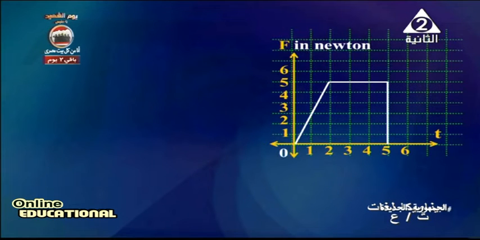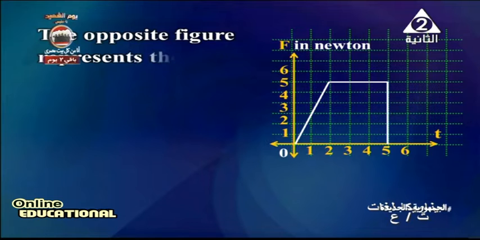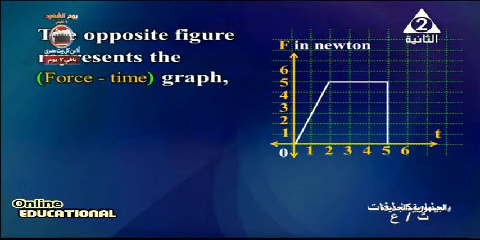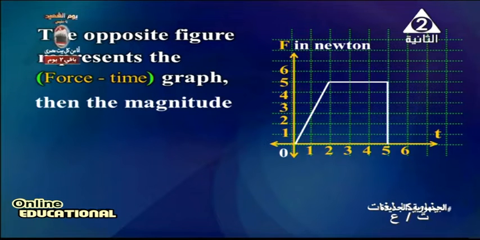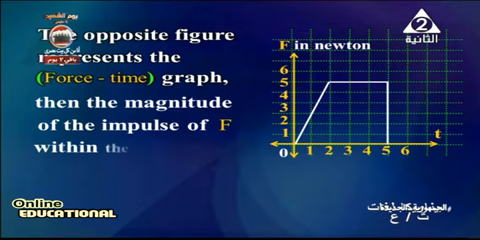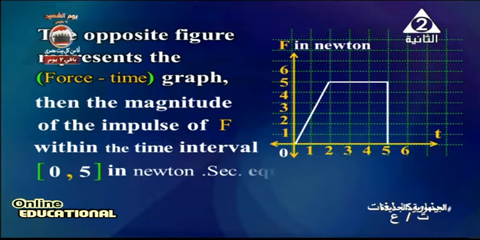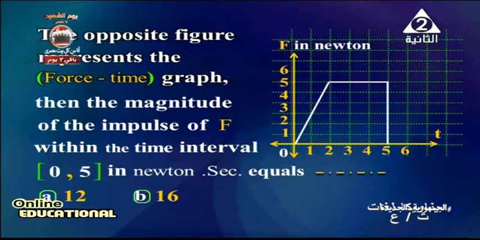Another example. The opposite figure represents the force time graph. Then the magnitude of the impulse of F within the time interval closed 0 and 5, in Newton second, equals 12, 16, 20, or 25.